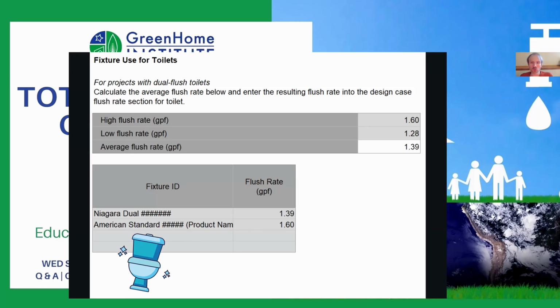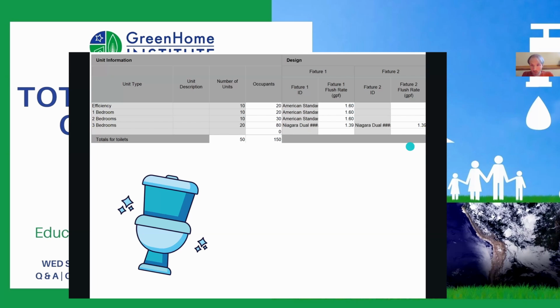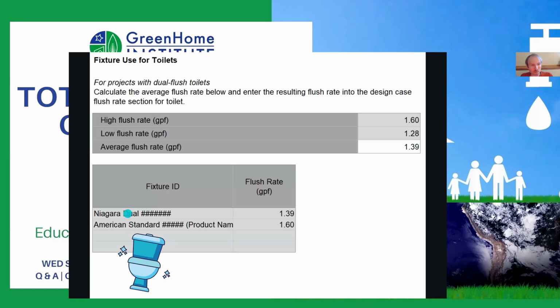Now, toilets that use a dual flush can quickly be evaluated within the workbook based on inputting the high and the low values and then calculating the average use of the flush. Now, again, you can see we put the brand number, the model number, and everything again to stay organized. And then we transcribed that dual flush down here below.